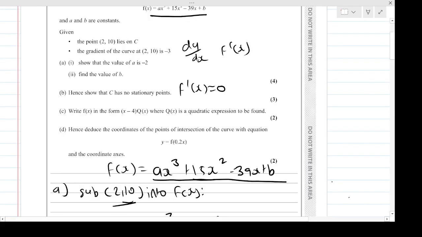There we are. Okay, and then for part D, the last part of the question, it says hence, and again this keyword hence means use your previous working, your previous answer. Hence deduce the coordinates of the points of intersection of the curve with the equation y is now f of 0.2x. So not f of x, but f of 0.2x. So the intersections of the curve with the coordinate axes, so that is the x and y axes, right?